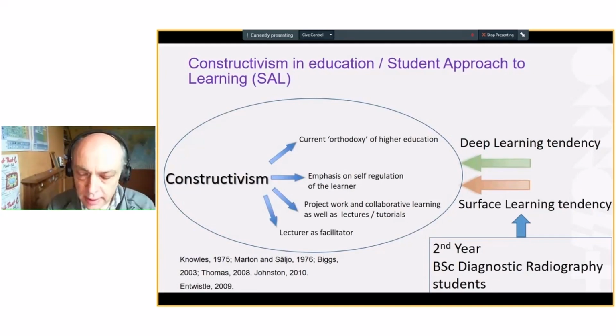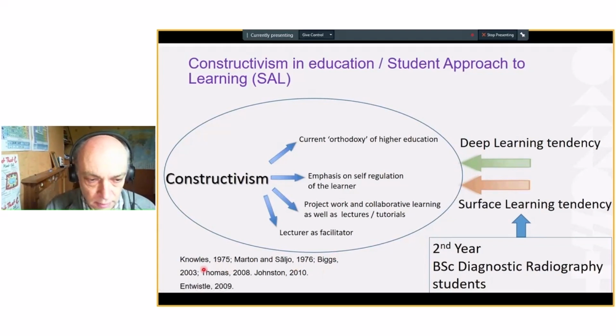Okay, so the lens I was using in my study was student approaches to learning. Hopefully all reviewers here are familiar with the terms of surface learning and deep learning. This is around the student approaches to learning, which was introduced by, I think it's Marton and Säljö in 1976, who introduced this terminology, deep and surface learning. So that was the kind of lens that I was using during the study.